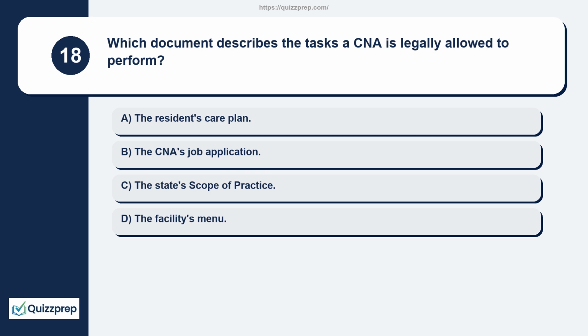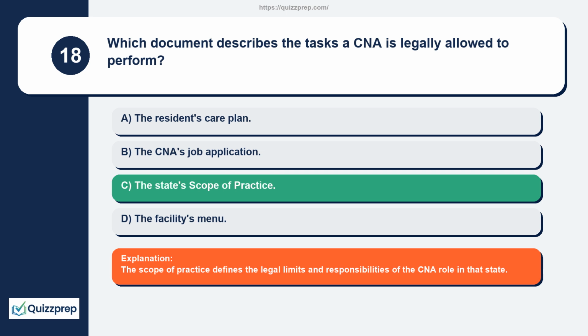Question 18. Which document describes the tasks a CNA is legally allowed to perform? The resident's care plan, the CNA's job application, the state's scope of practice, the facility's menu. The scope of practice defines the legal limits and responsibilities of the CNA role in that state.